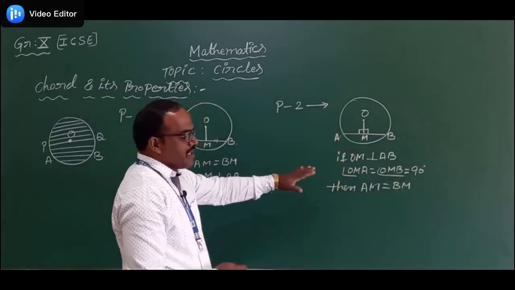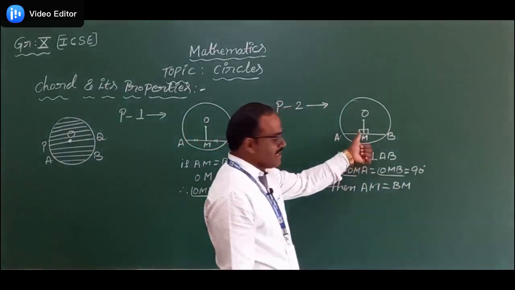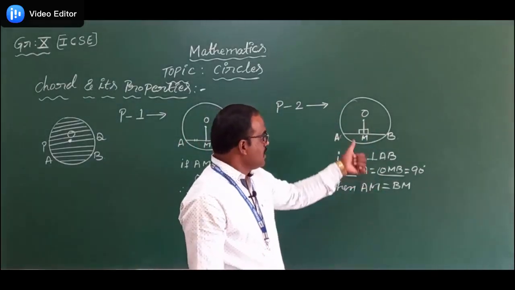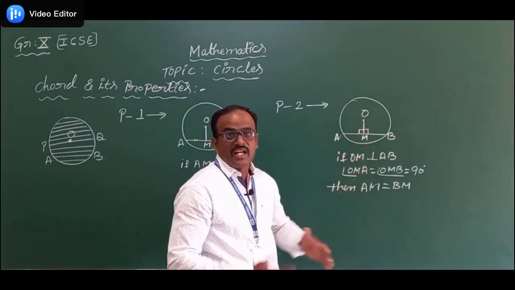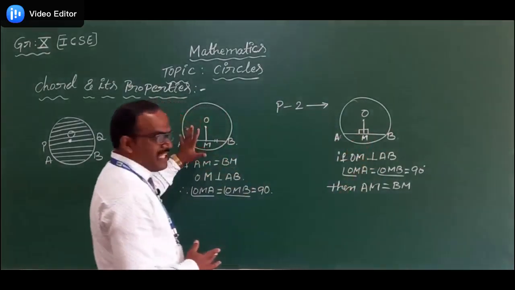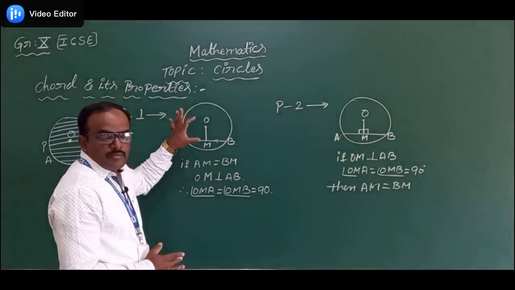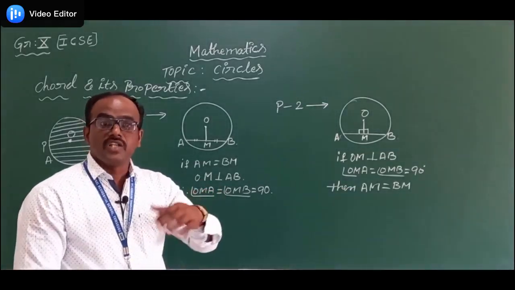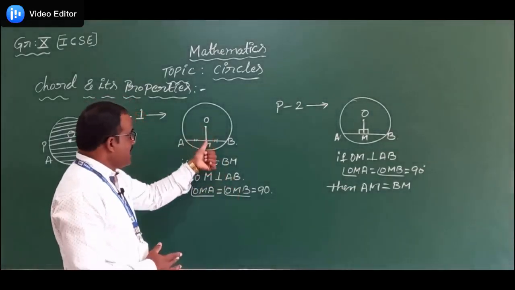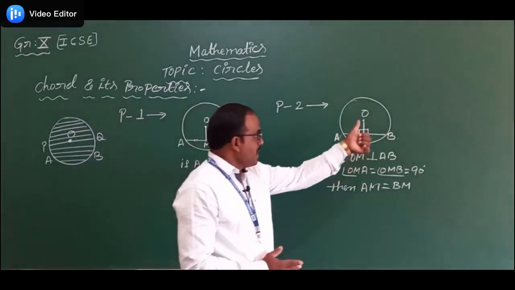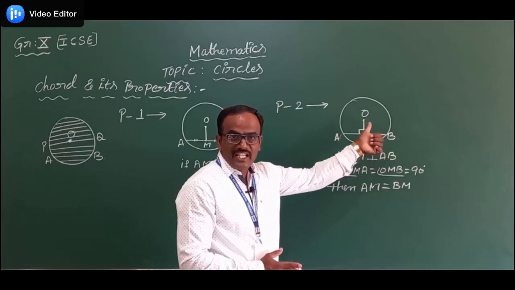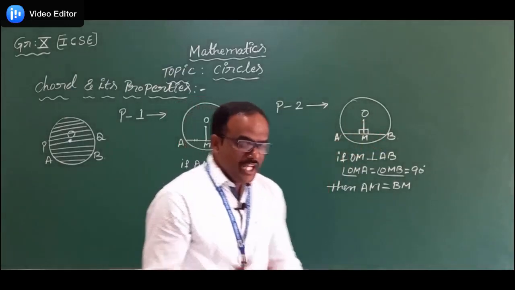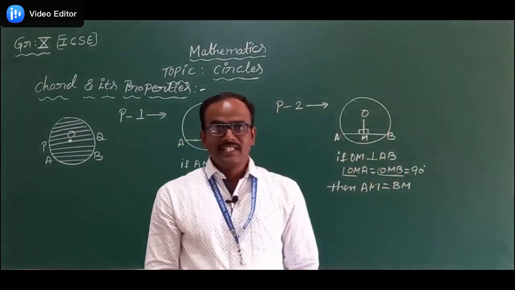These two properties are the reverse of each other. So the second property is, if you draw a perpendicular from the center of the circle to the chord, it will bisect the chord. Is it clear, children? The first property is, if a straight line is drawn from the center of the circle to the midpoint of the chord, which is not a diameter, then it is perpendicular to the chord. And the second one is, if you draw a perpendicular from the center of the circle to the chord, then it will bisect the chord.